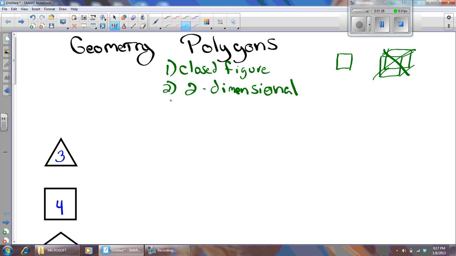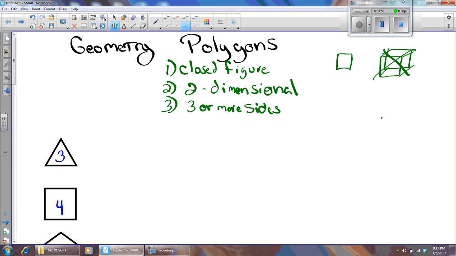All right, third characteristic, closed figure, two-dimensional, and I can't remember, I'm having a mental blank. It must have three or more sides. Okay, so you got to have three or more sides to be a polygon. Closed figure, closed two-dimensional figure having three or more sides, it is guaranteed to be a polygon.